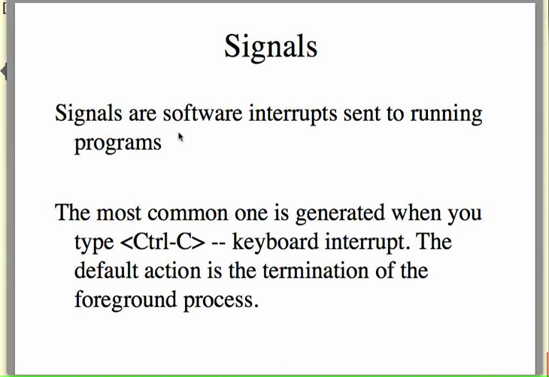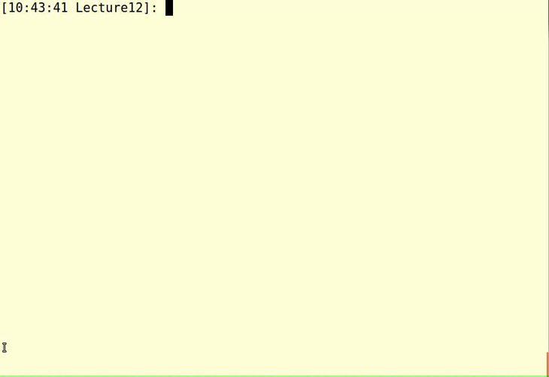Okay, so the most common signal that we probably have used is the Control-C keyboard interrupt. The default action is the termination of the foreground process. So we can simulate this. Let's say we run a program that's taking too long. You can stop it using Control-C. So this is a simple example. You say sleep 1000. You could have it sleep for a really long time, and you wouldn't want to wait. Chances are you'd want to stop this. And so I'm going to hit Control-C, and it's stopped.